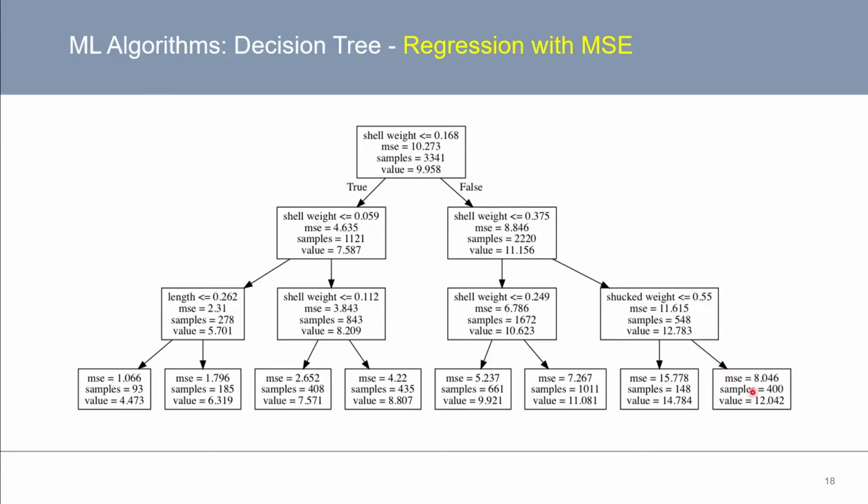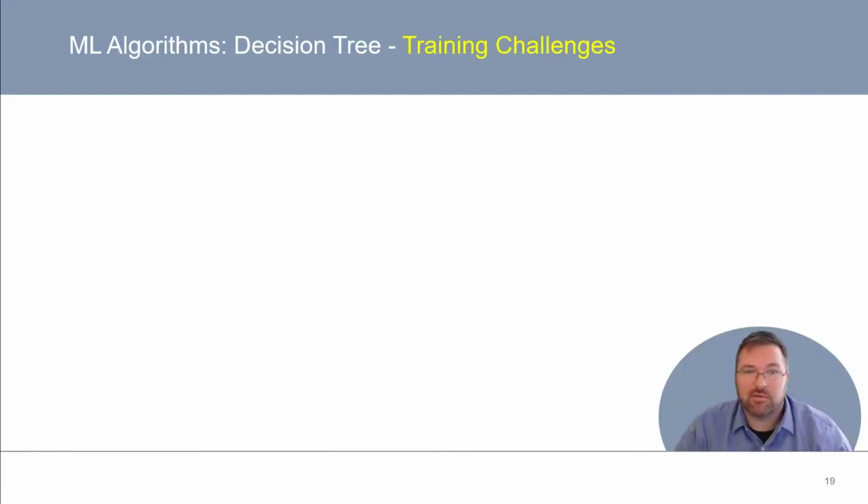While down in the leaf nodes, the average outcome values in each leaf is quite different. So for example, a value of 12 point something, 14 point something, 11 point something, 9, 8, 7, 6, and 4. So we can see here how the different leaf nodes make higher or lower predictions about outcome value. Now that we've covered the basics, let's briefly discuss some of the key challenges for practitioners training a decision tree.